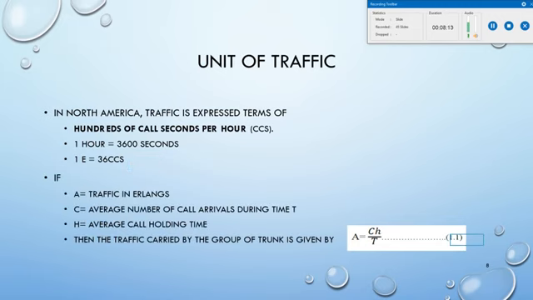Now considering Erlang as the unit for measurement of traffic, we'll move further. Consider that A is the traffic in Erlangs and C is the average number of call arrivals during the time T which is considered. Lowercase h is the average call holding time. Then the traffic carried by the group of trunks is given by A = C × h / T, which is given in equation 1.1. So A gives me the traffic carried by the group of trunks.